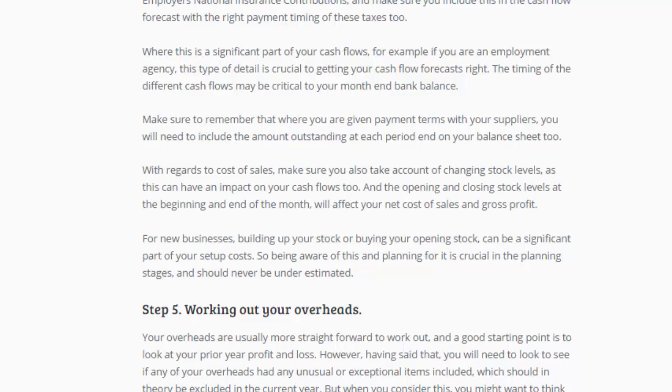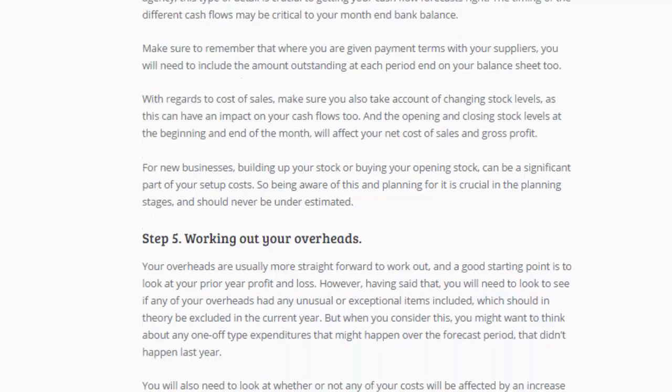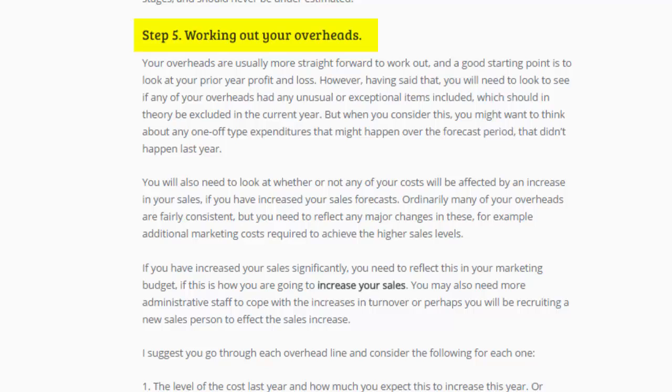So step 5 in this is working out your overheads, or the below the line costs. And in some ways these are a bit more straightforward to work out, because your starting point, certainly if you're an existing business, would be to look at last year.